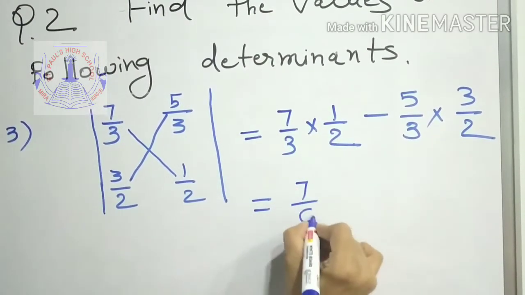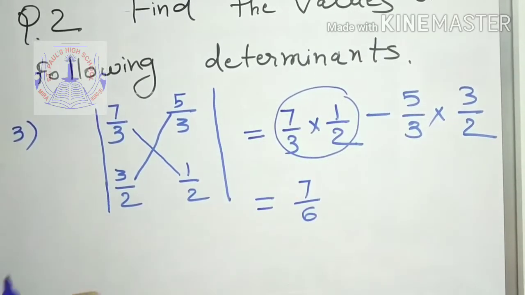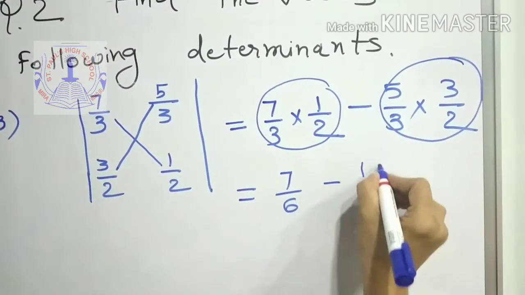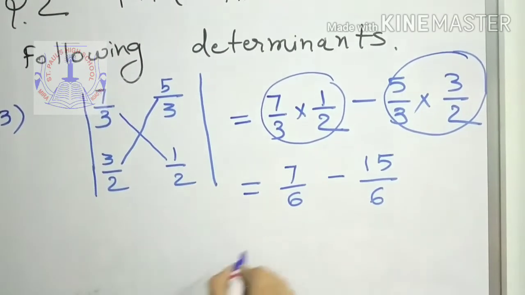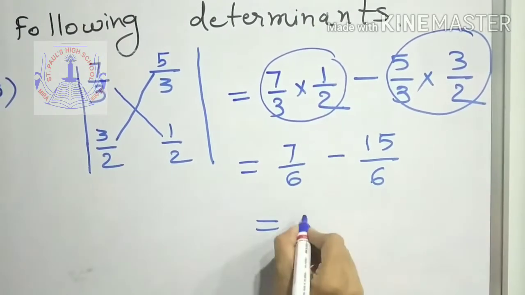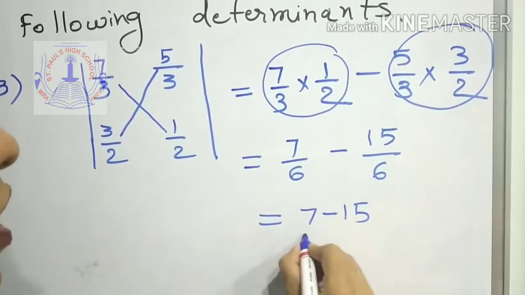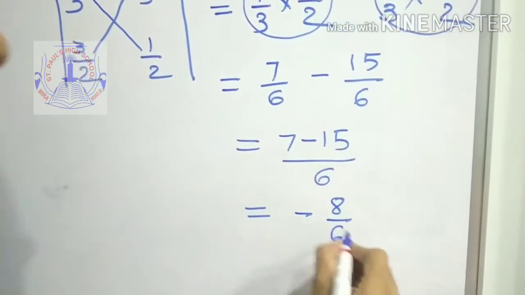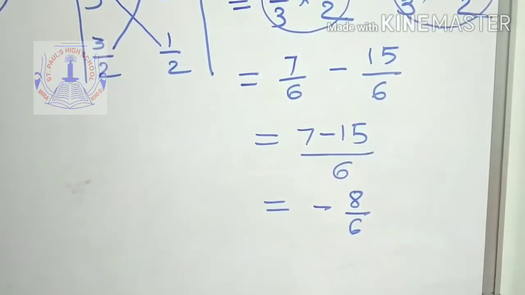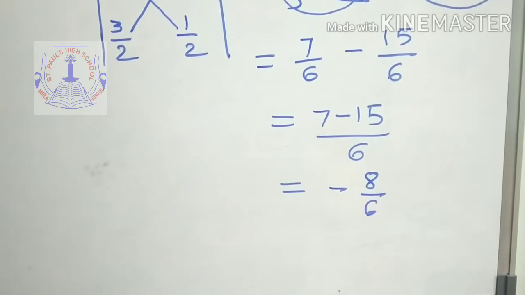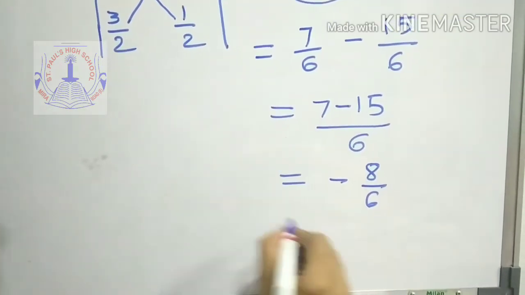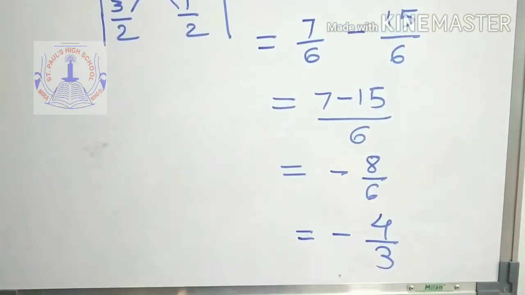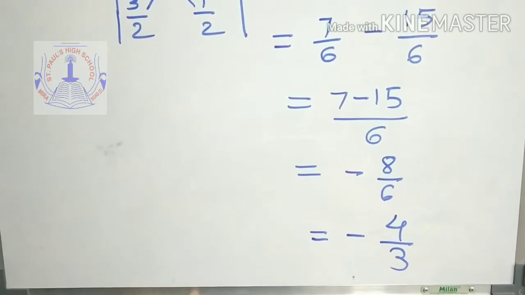7 upon 6, multiplication of these two numbers, 7 upon 6 minus multiplication of these two numbers is 15 upon 6. As the denominator is the same, we can do subtraction. 7 minus 15 upon 6, which is equal to minus 8 upon 6. But we can reduce it. If it is possible to reduce, we will reduce and write the lowest form, which is equal to minus 4 upon 3. This is the answer.